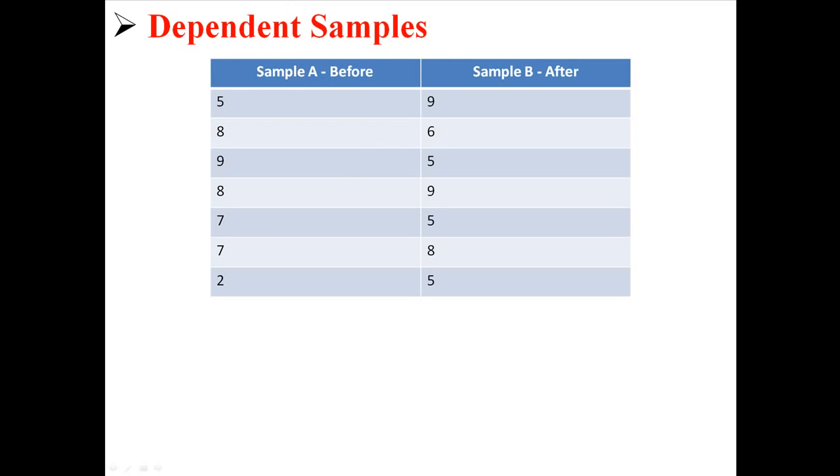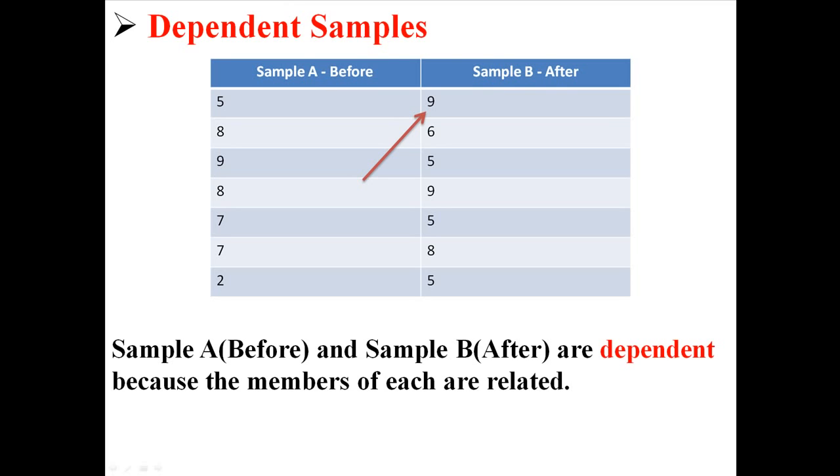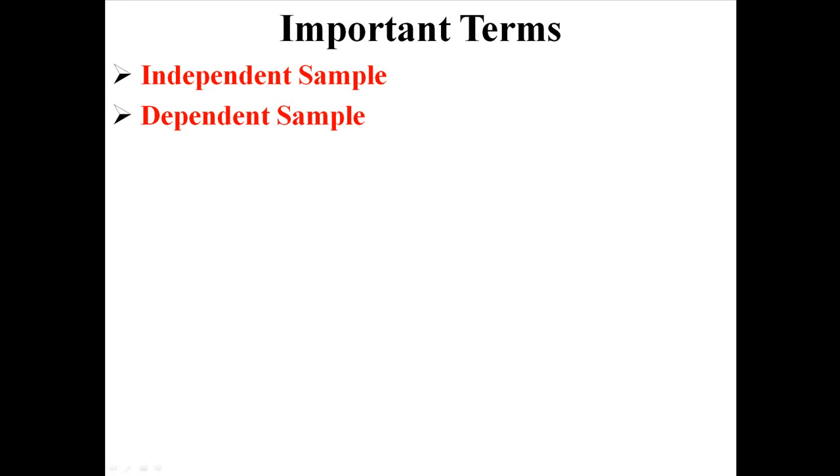Or imagine if it was before and after. If we put a 5 here, the 9 here has to come from the same person that the 5 came from because it's before and after. It can't be just any value. It depends on the value that was in the other sample. So sample A and sample B are dependent, again, because the members of each are related. Those would be two examples of dependent samples. So those are independent and dependent samples.